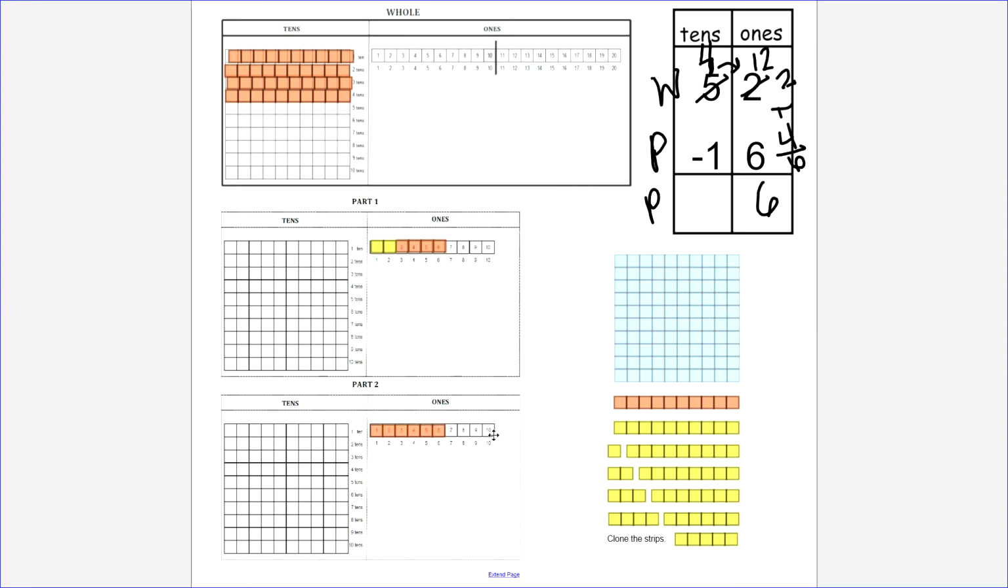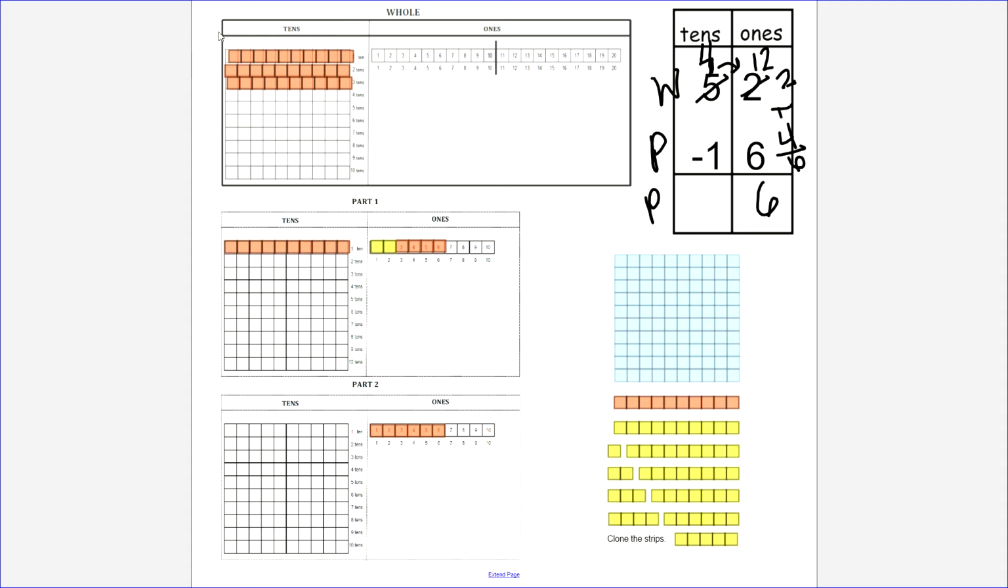Now we'll need to think about the tens place. I can see that I have 4 tens left in my tens place. Remember, we regrouped one of the tens to the ones place. I have 4 tens left in my whole, and I want to subtract one of them. So I'll go ahead and do that. 4 is more than 1, so I can subtract 4 minus 1.